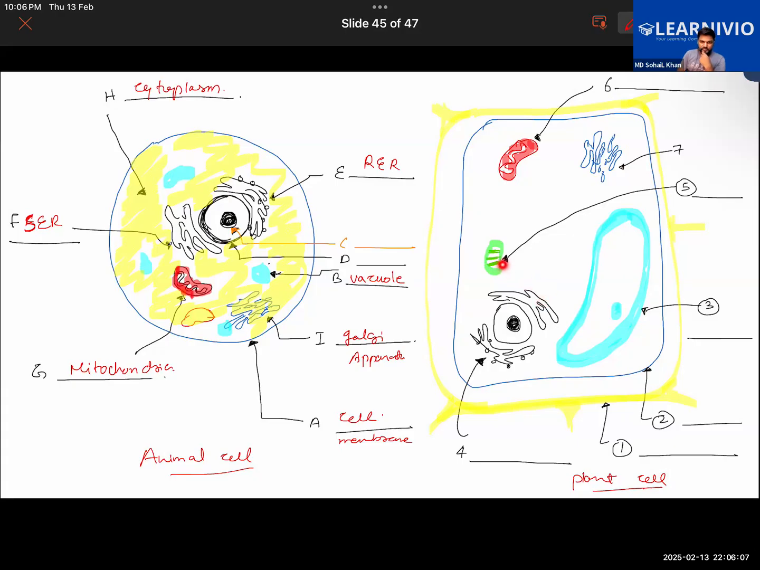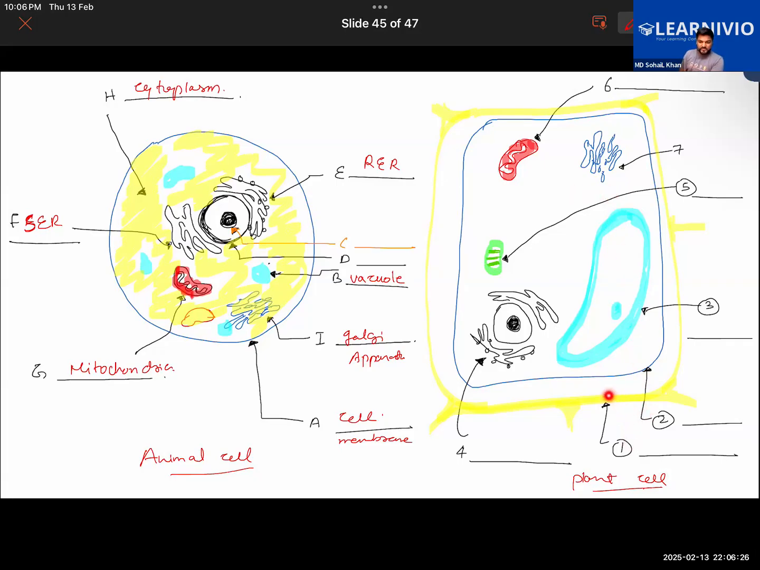So for the plant cell, the second one's answer is plasma membrane? Yeah, we can say it as plasma membrane or cell membrane. Both are the same thing. Good. Then next, for the sixth one, what you have written, mitochondria, good. And the seventh one is Golgi apparatus, very good.